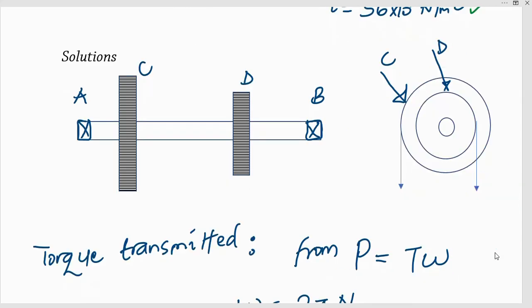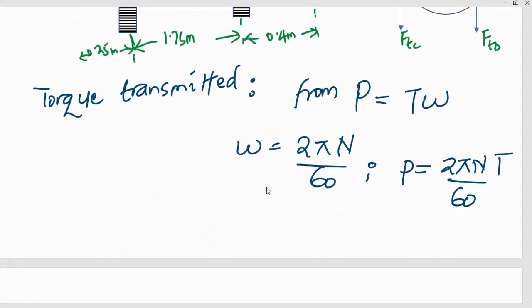Okay, so when I look at this particular problem, this is how I have it. I have FTC and I have FTD. The distances should be provided. This is 1.7 meters from there to there. Then this is 0.4 meters. This is 0.25 meters. Now, torque transmitted. Let us look at torque or power transmitted.